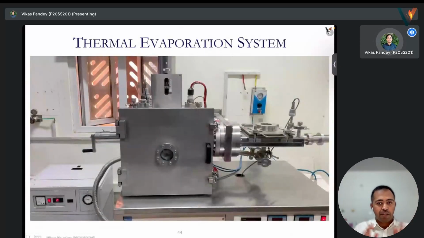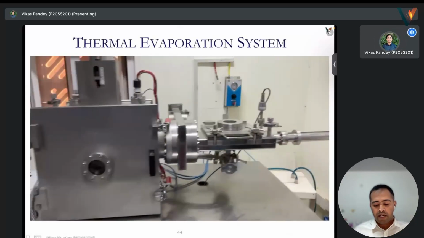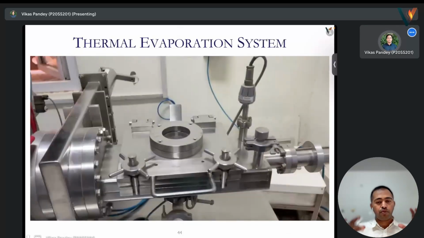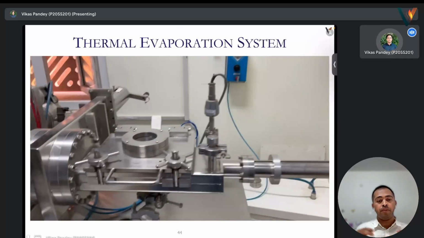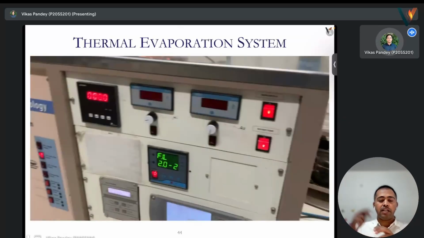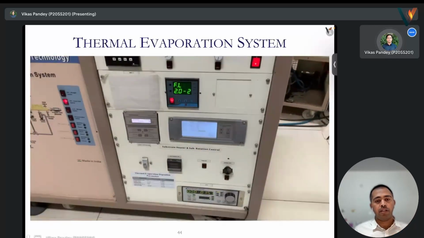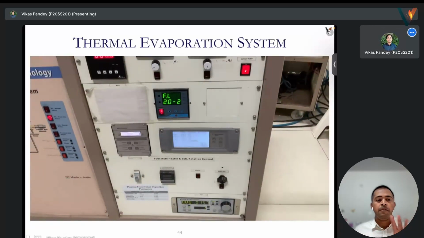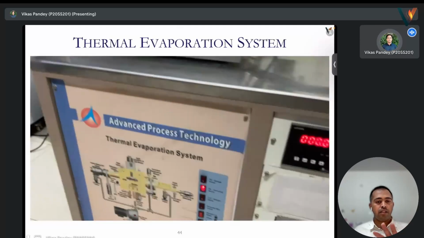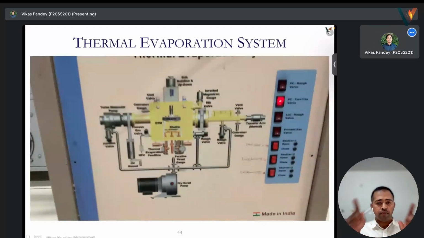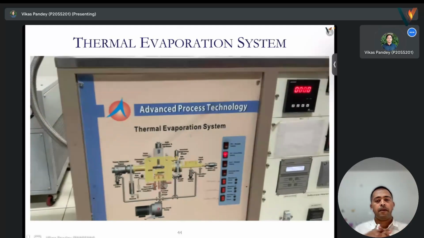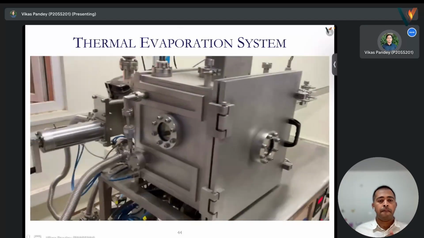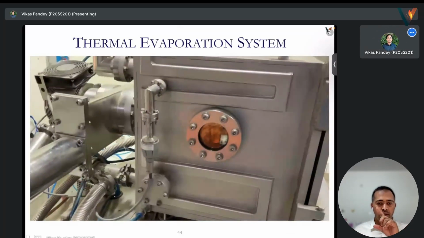Then this is a simpler thermal evaporation system that we also use. On the right hand side, this is the load lock chamber, so that we don't have to disturb the vacuum every time. Samples are put inside there and then shifted towards the high vacuum area. So you see this is the control panel, different switches. This is the whole setup, how this system works.